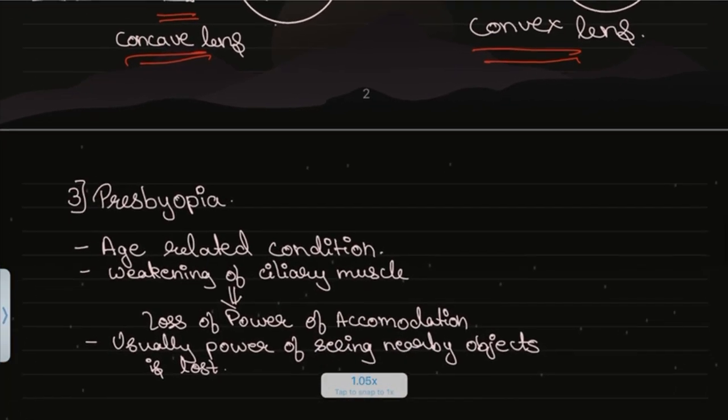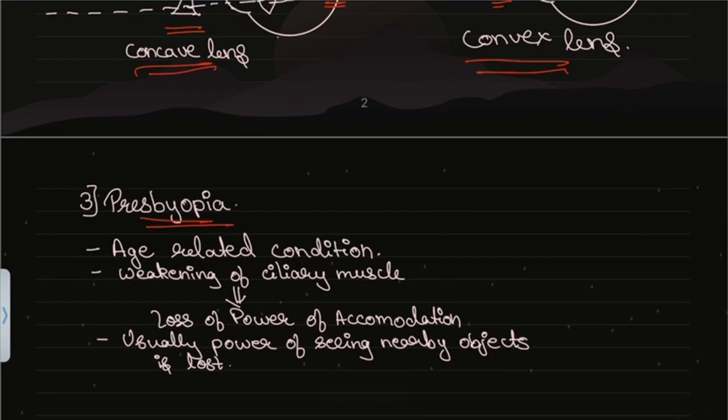Now the third defect, that is presbyopia. It is basically an age-related condition. As age increases, the ciliary muscles, which regulate the focal length of the lens, are weakened. So there is a loss of power of accommodation, due to which we usually have a problem in seeing nearby objects. We can easily see this in our grandparents, who have difficulty reading books because nearby objects are very difficult for them to see.